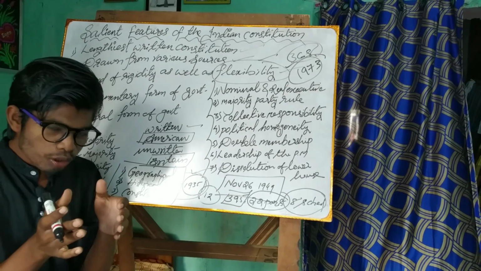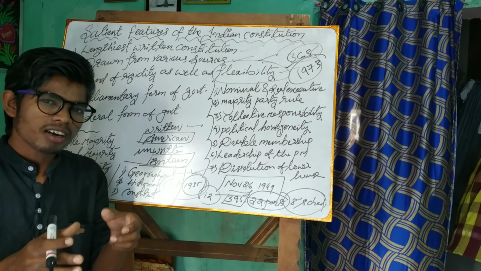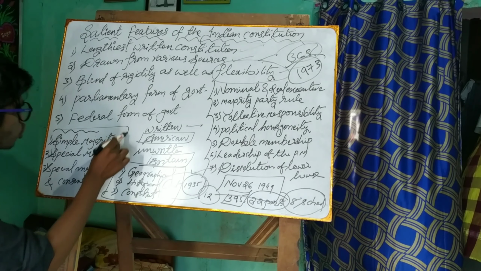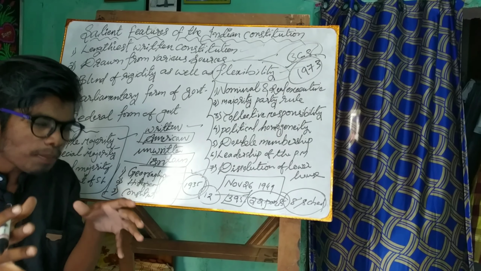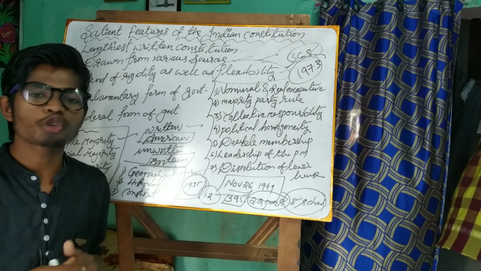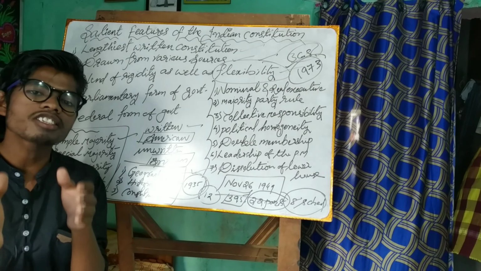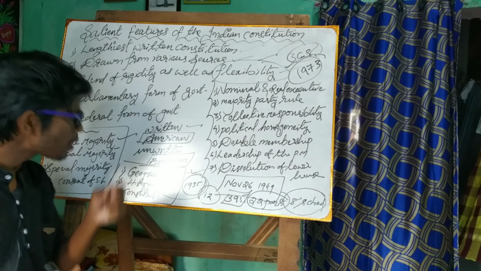So according to this article, what are the different ways in which a provision can be amended? We have three different ways. Number one, the simple majority. So what do you mean by simple majority? There are certain provisions of the Indian Constitution which can be amended by a simple majority of both houses of the Indian Parliament.